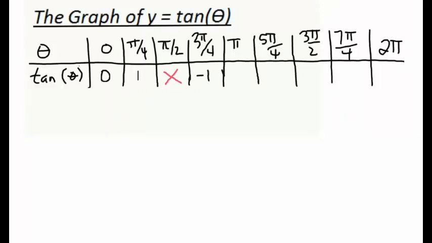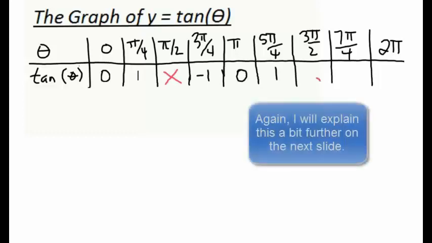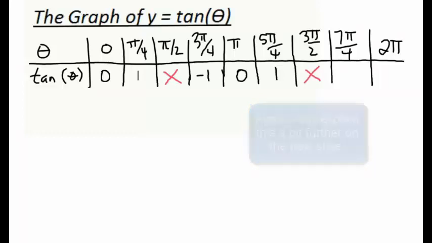Tan of 180 should give us a value of 0. Tan of 225 should give us a value of positive 1. When we try tan of 270 degrees, we're going to get another error. This tells us that the tangent function is undefined at the value of 270 degrees. Next up is 315, where we should get a value of negative 1. And then finally, tan of 360 degrees is equal to 0.